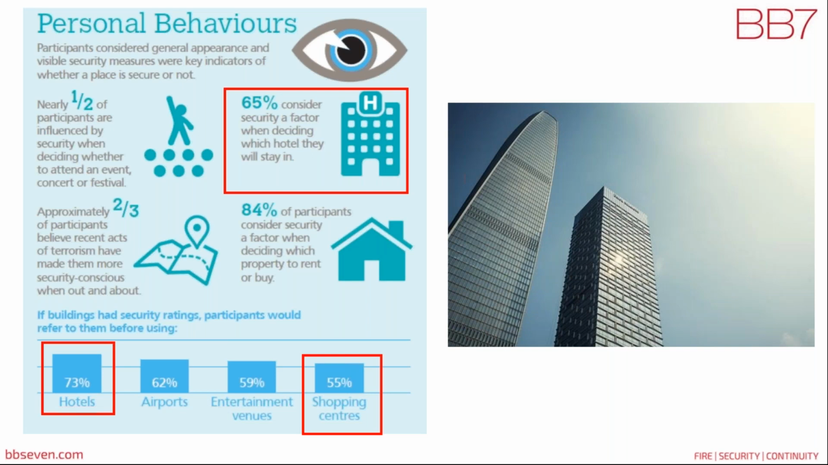Last year, BRE conducted a survey of security as a baseline for the development of the new CABE scheme, which is the global standard for security risk management in the built environment. I draw your attention to the fact that 65% of respondents considered security a factor when deciding which hotel to stay in. And at the bottom, you will see 73% of respondents said that they would refer to security ratings for hotels if they had them, and 55% for shopping centres. This demonstrates how important security is to users of the built environment, and why in this current climate, and I would suggest always, that safety and security should be a key design influence on any major development project.